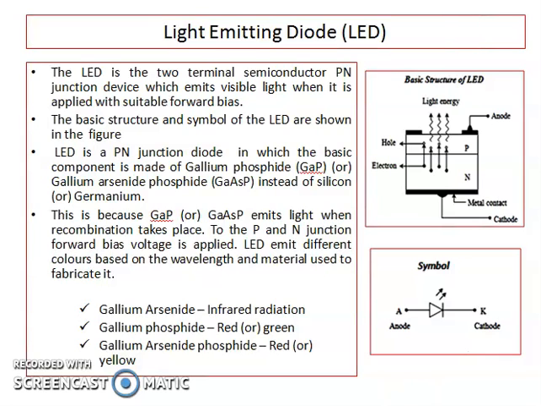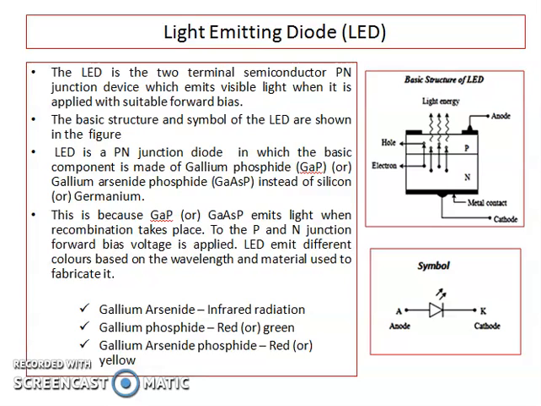The LED is a PN junction diode in which the P-type and N-type materials are made up of gallium phosphide or gallium arsenide phosphide instead of silicon or germanium. Normally we use germanium or silicon, but here compound materials are used. Since we are using gallium phosphide or gallium arsenide phosphide, they emit light when the recombination of holes and electrons takes place. To the P-type and N-type junction, forward bias voltage is applied like a normal diode, and the LED emits different colors based on the wavelength and the material used to fabricate it.